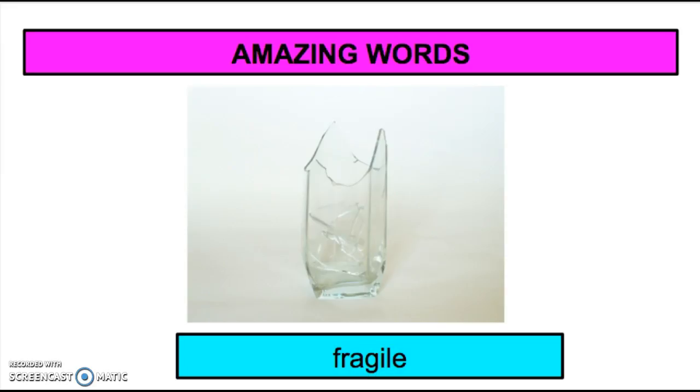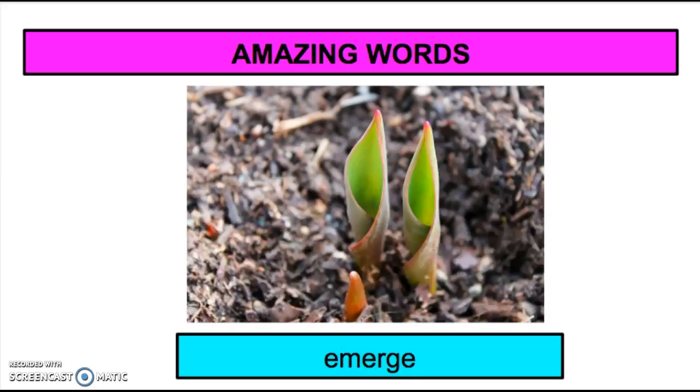We heard a couple different words. So fragile means breakable. So it's really delicate. So like glass is breakable and really fragile. We've also got emerge, that means to come up. So we heard sprout, so sprouts emerge from the ground, so they are starting to be seen.